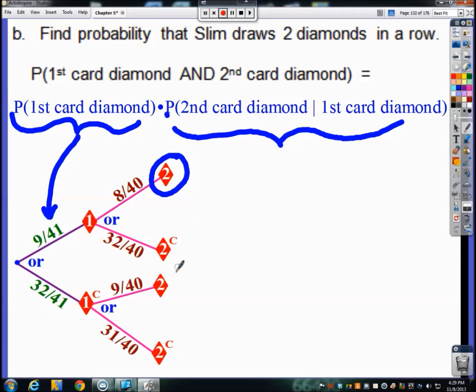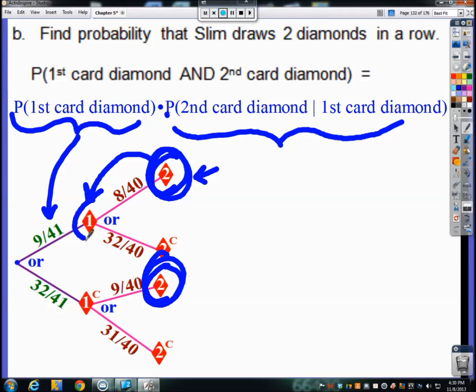There's the second card's a diamond here, and there's the second card is a diamond there. Which one do I want? I want this one. How do I distinguish between this second diamond and this second diamond? I have to look to see what happened before that. Here is given the first card was a diamond. Here is given the first card was not a diamond. So that's why I must use the conditional probability here. All right, so let me backtrack all that.